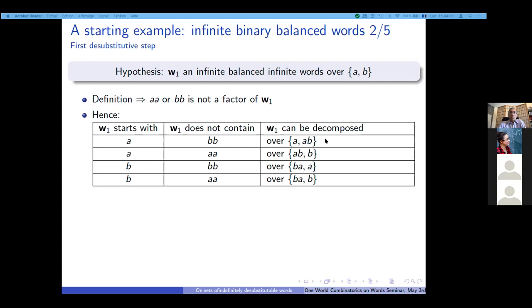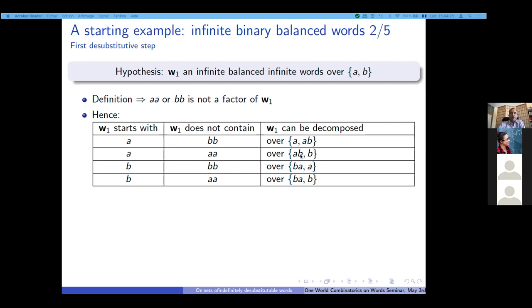For instance, if you consider that BB is not contained in the balanced word w1, and A is the first letter, then each occurrence of B is preceded by an A, and so we obtain the decomposition of w1 over the set of the two words A and AB. And similarly, we obtain the other decompositions.